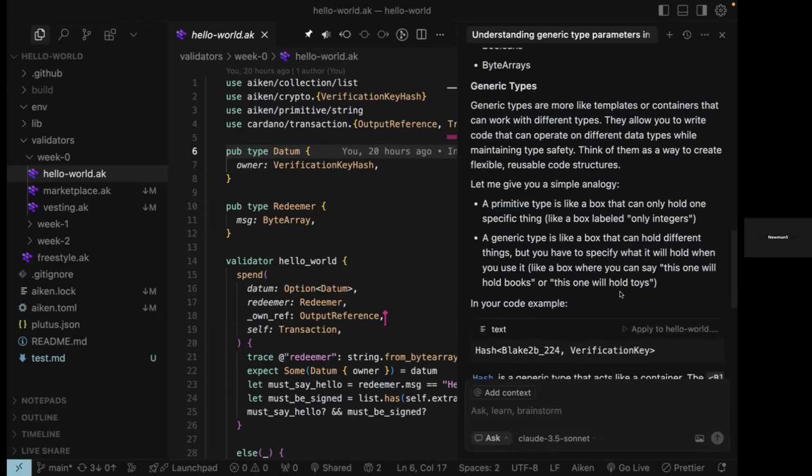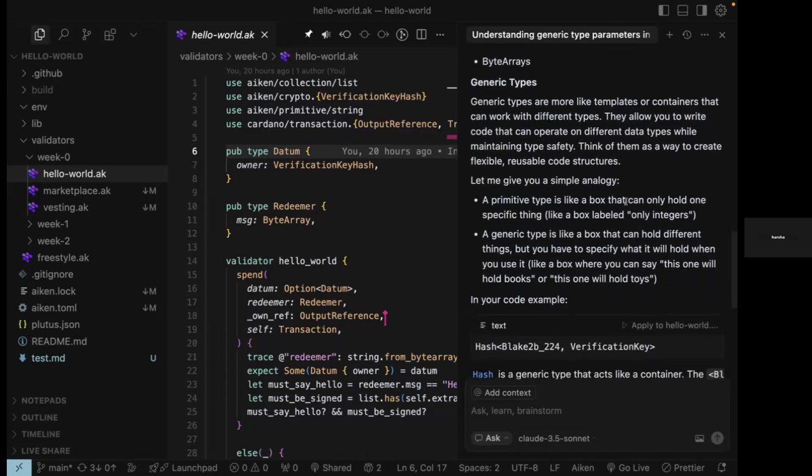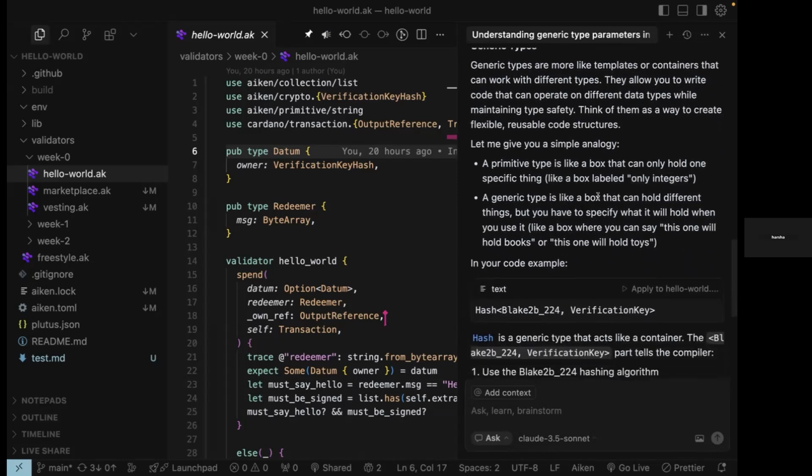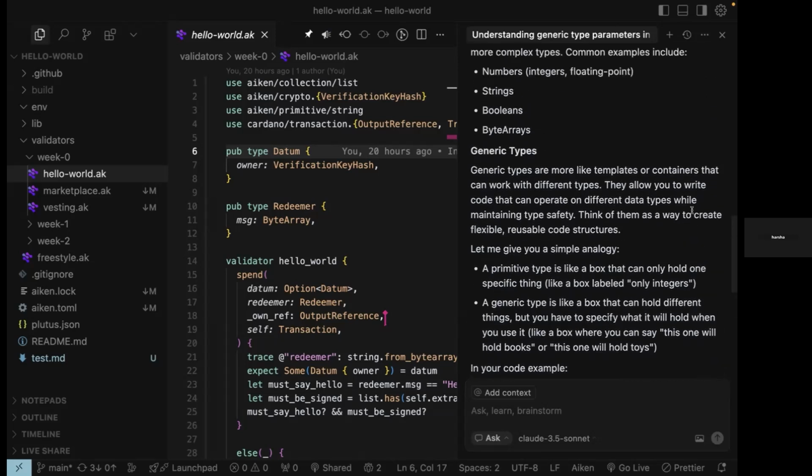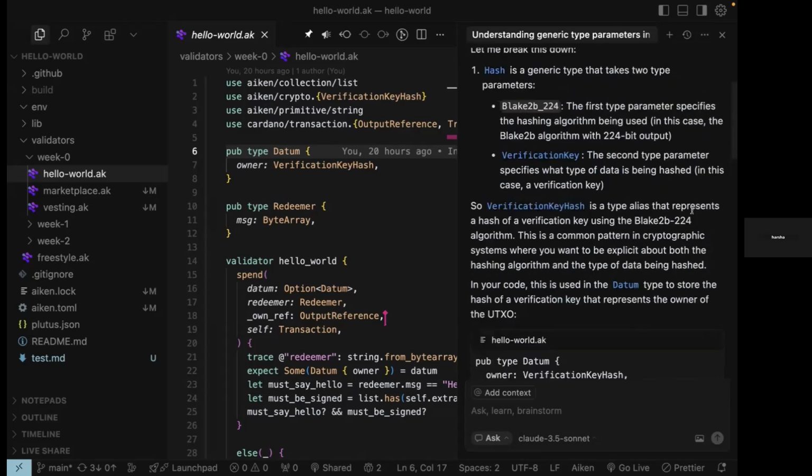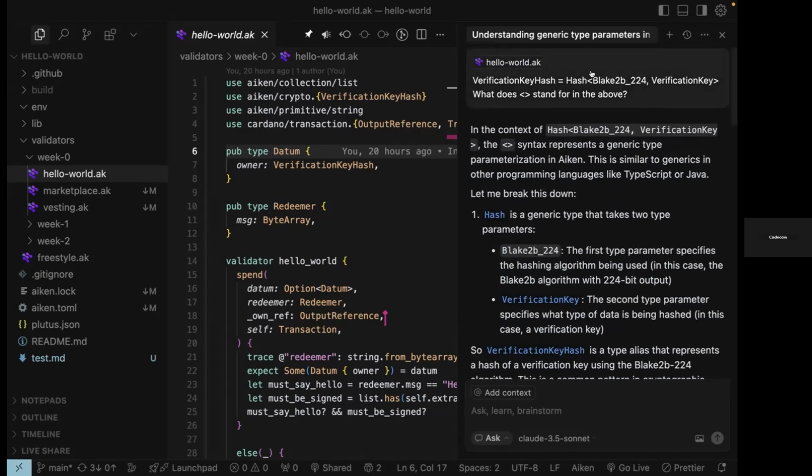Let me give you a simple analogy. A primitive type is like a box that can only hold one specific thing, like a box labeled only integers. A generic type is like a box that can hold different things, but you have to specify what it will hold. Oh, I see. So literally that makes sense for me. So it could be a Blake2B244 or a verification key hash. Is that what it's saying? Or is it Blake2B244 and verification key?